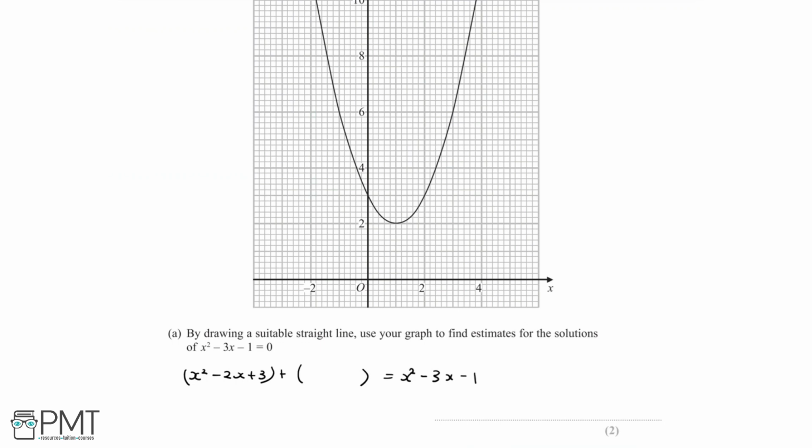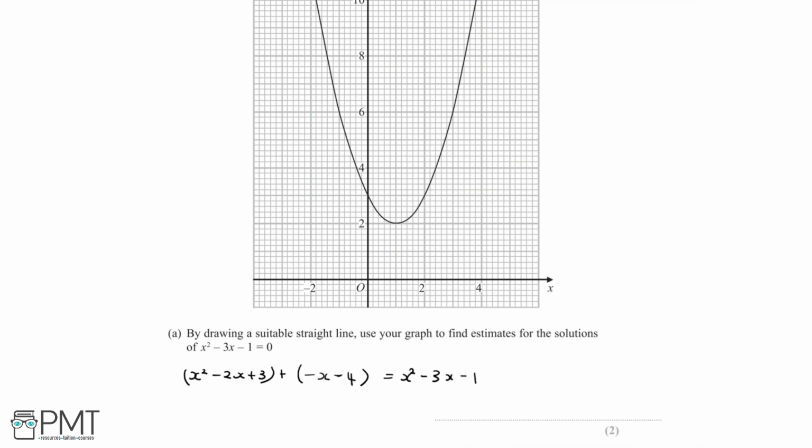x squared doesn't change, so we can move on to the minus 2x. To get from minus 2x to minus 3x, we minus 1x, so we can say minus x, and to get from 3 to minus 1, we take away 4, so we can write minus 4.